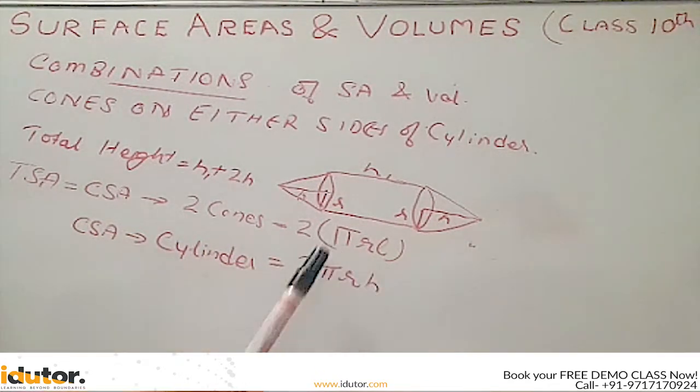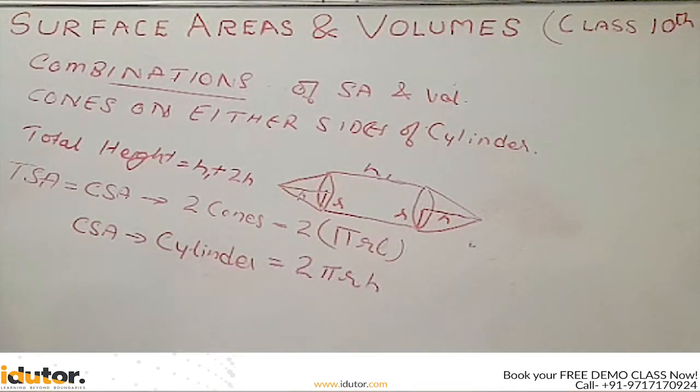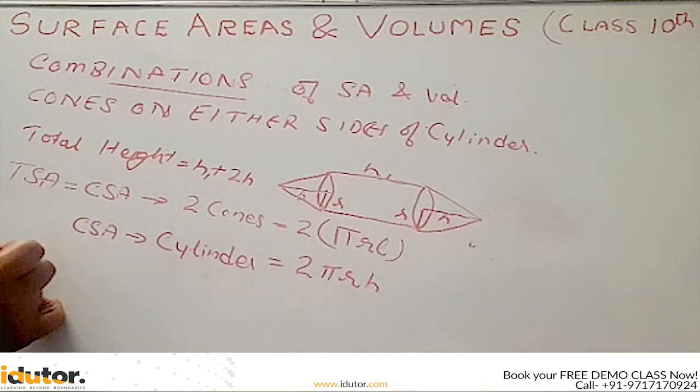So 2 pi RL plus 2 pi RH, we have to add them together so as to get the total surface area of this figure. Also, students, we can find out the volume in a similar manner. Let us see how to find out the volume.